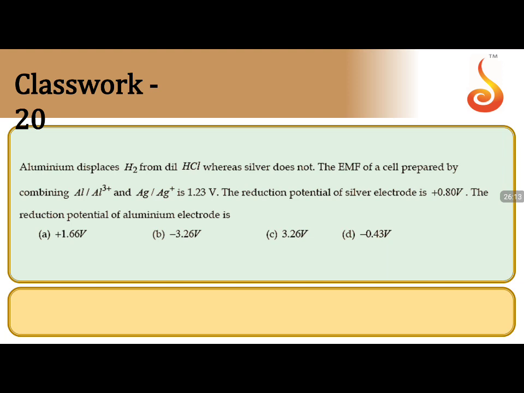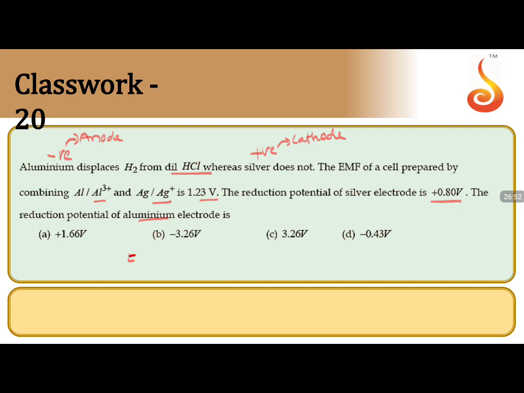The next question is: aluminum displaces hydrogen from dilute HCl whereas silver does not. That means aluminum has a negative E naught value and silver has a positive E naught value. That is the point we can take from this line. The EMF of the cell prepared by combining aluminum and silver is 1.23, and the reduction potential of the silver electrode is given as 0.8, and the reduction potential of aluminum will be how much? We know the negative one becomes the anode and the other becomes the cathode. So that is our hint in the question. This is how we need to take the hints in the question.